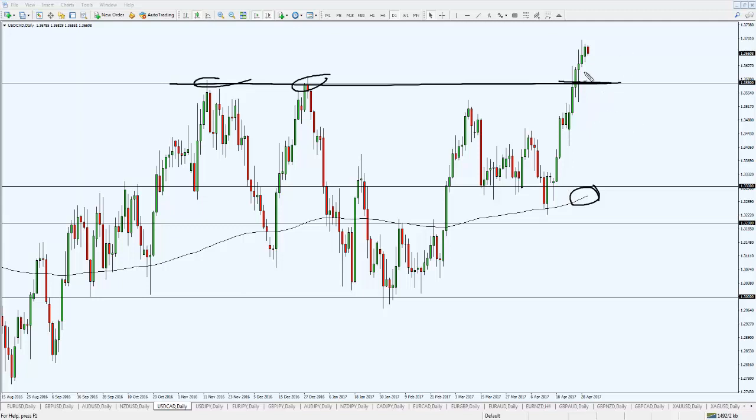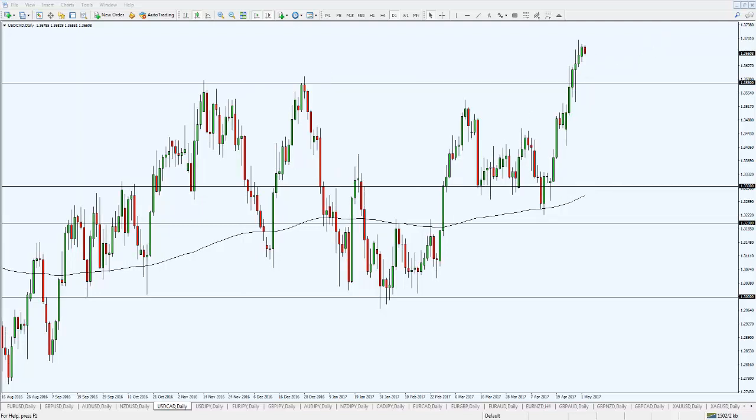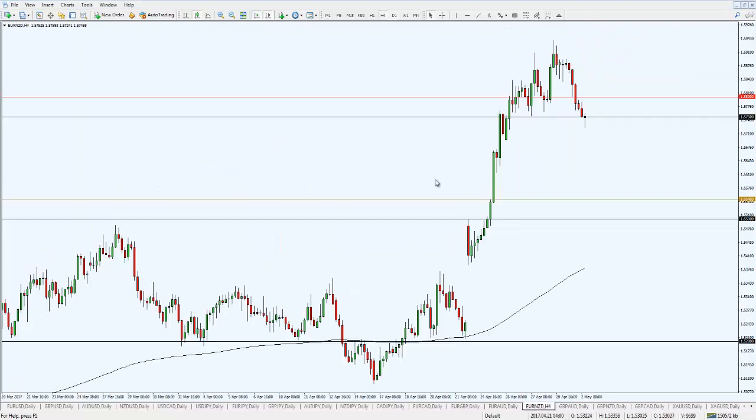So a few ways to do it. You can look for a pullback towards this previous resistance turned support in anticipation of higher prices, or possibly it may form somewhat of a bullish continuation pattern like this before the price continues breaking above the highs and trading higher. All right, so another pair I look at is Euro New Zealand.